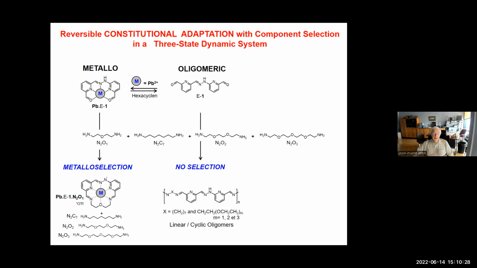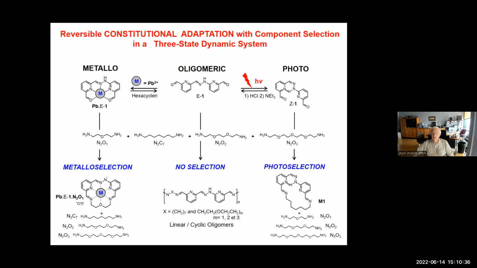Okay. And so this is now metalloselection. On the other hand, when you shine light, you change the configuration and you get now photoselection. Again, like I showed on the schematic picture, you can interconvert that by adding, for instance, lead or by shining light. So this is a case where you have a constitutional adaptation in a 3-state system. In absence of any additive, it's oligomeric, you have no selection, it's just a random formation of polymers. When you add metal ions, then you can select for the entity which has the strongest metal ion binding, and then the photoselection leads to this single compound, where now it's a C7.